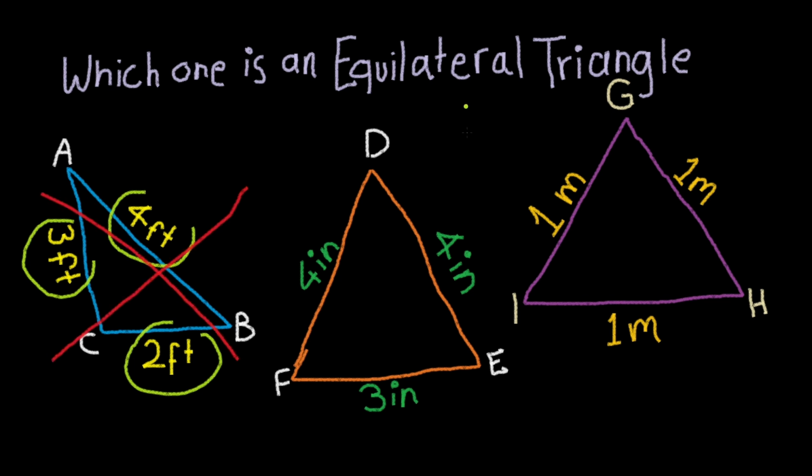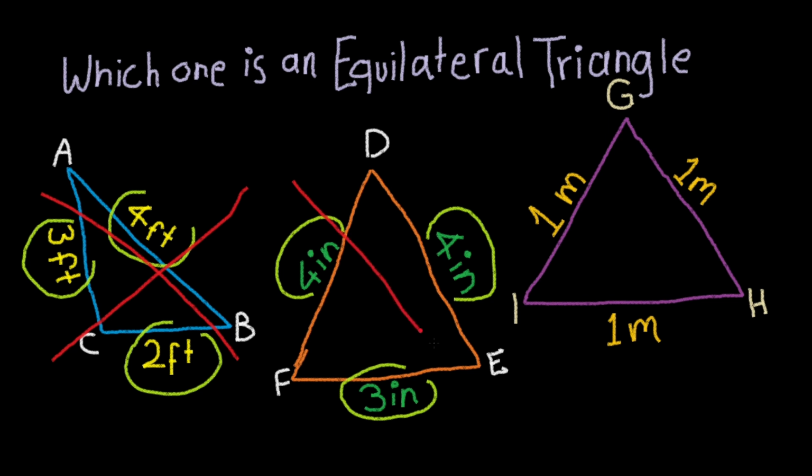The triangle DEF has 2 sides that measure 4 inches, but it has another side that measures 3 inches, so not all of its sides are equal. Therefore, DEF is also not an equilateral triangle.